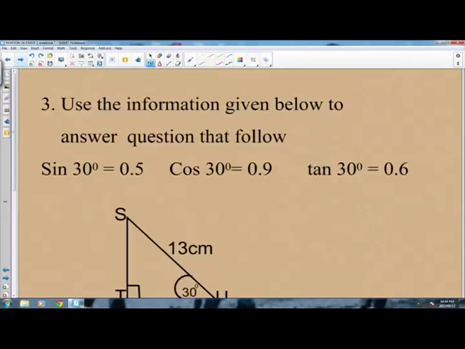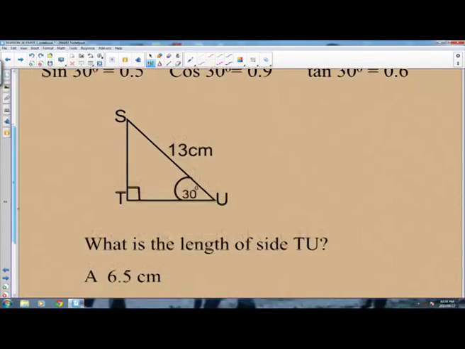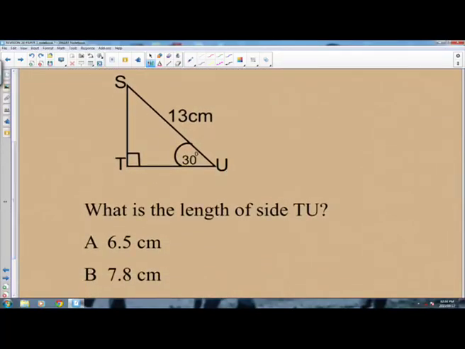And then what about the next question? Question number 3 says, use the information given below to answer questions that follow. You are told that the sine of 30 degrees is 0.5, cosine of 30 degrees is 0.9, and then the tangent of 30 degrees is 0.6. So this is the given information, and you have to use it to answer the question that will follow. The question says, what is the length of side TU? So you have the side TU here, and we have to find it.